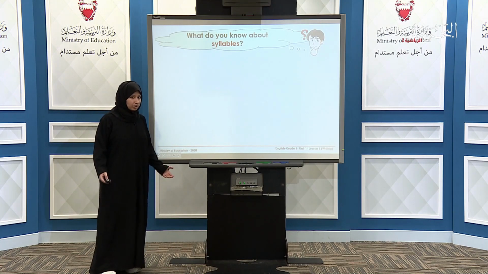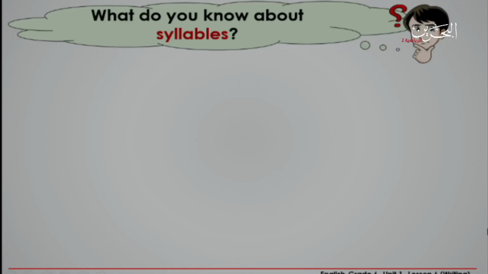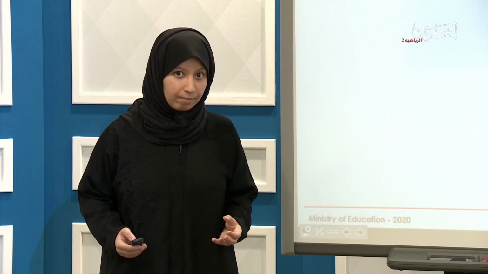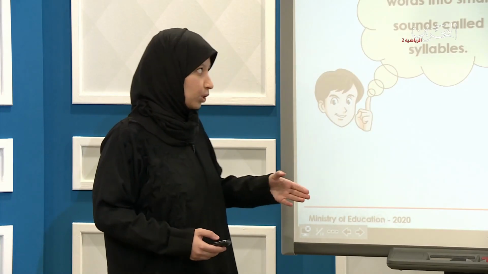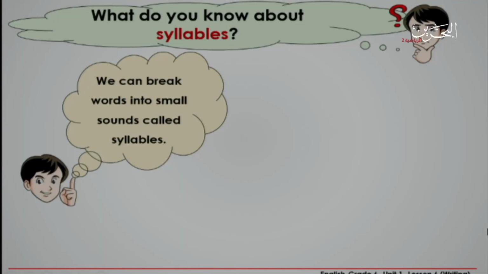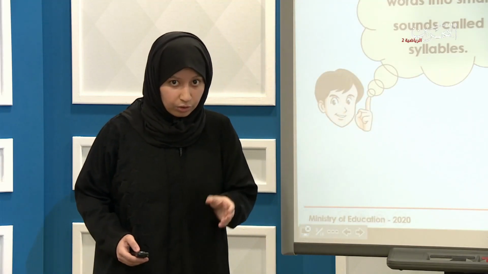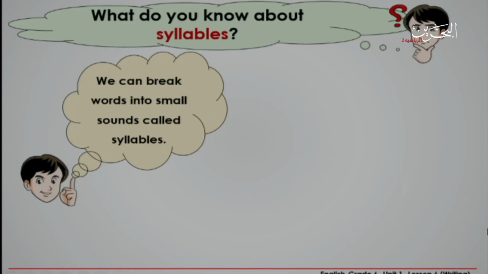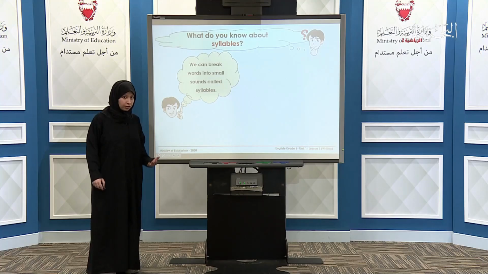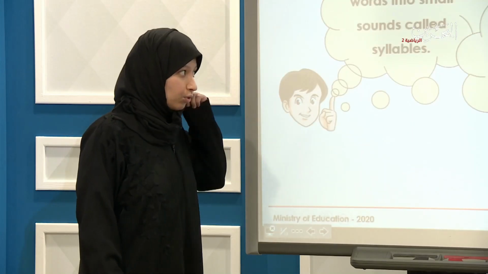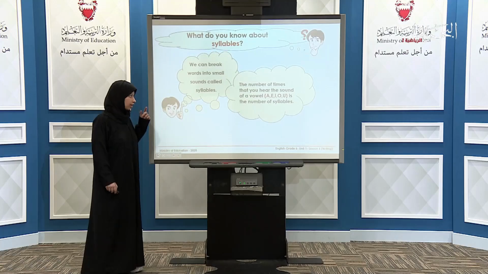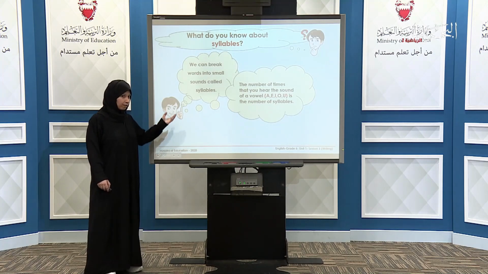What do you know about syllables? In English language, we have got many words. If we have taken a word from that many and we have divided that word into small pieces of sounds, they are called syllables. These small units of sounds are called syllables. How do we recognize the syllables? The number of times that you hear the sound of a vowel, a, e, i, o, u, is the number of syllables.